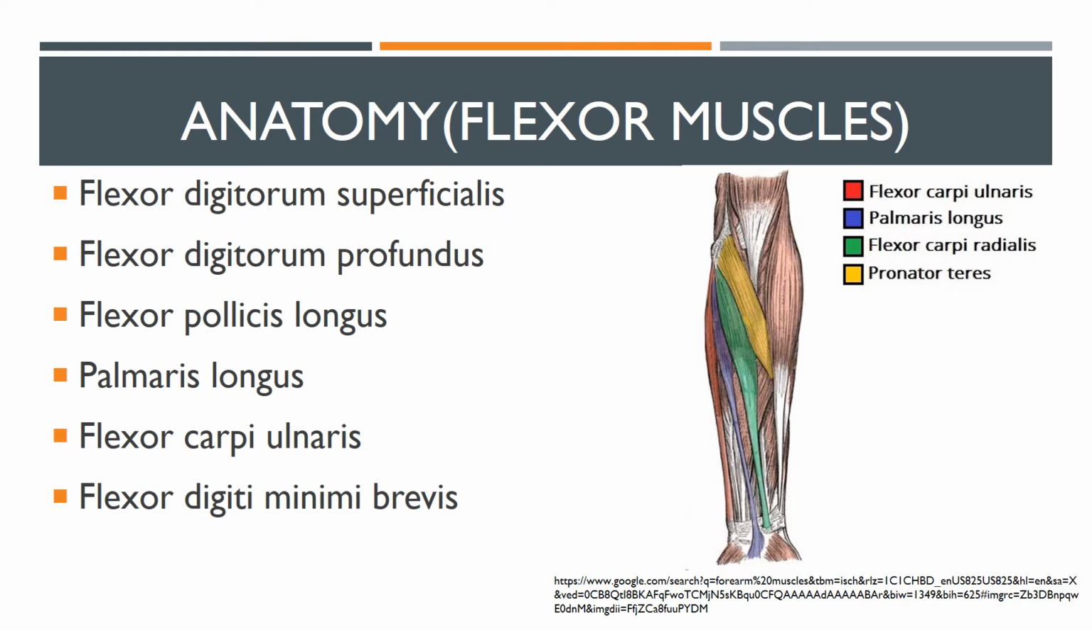These are the flexor muscle group of the forearm and the hand. It includes the flexor digitorum superficialis, flexor digitorum profundus, flexor pollicis longus, palmaris longus, flexor carpi ulnaris, flexor digiti minimi brevis.